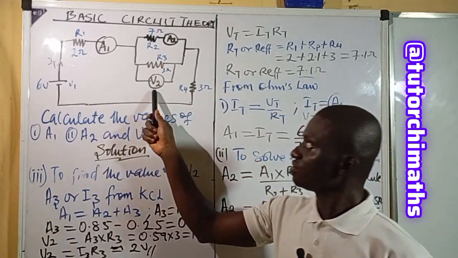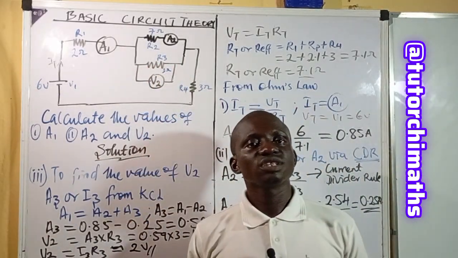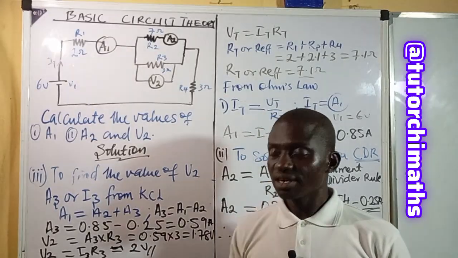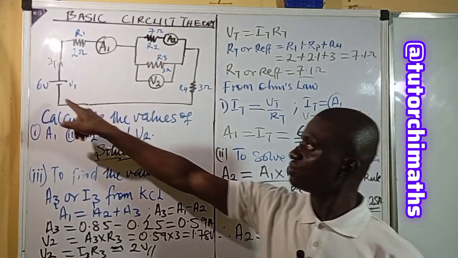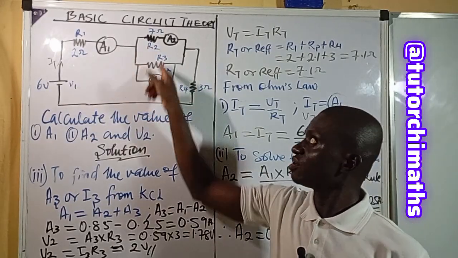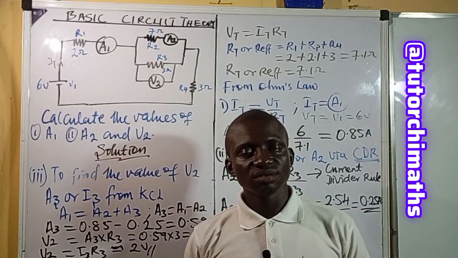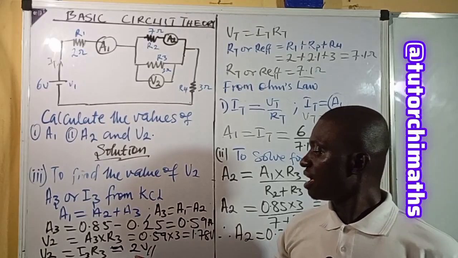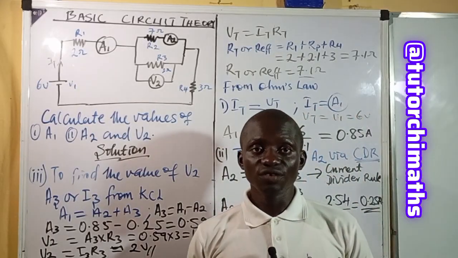Although this V2, you can still calculate it via the voltage divider rule. In the voltage divider rule, just use V1, multiply it by this R3, and divide it by the sum of the two parallel resistors. You can still have the same approximate value of 2 volts.